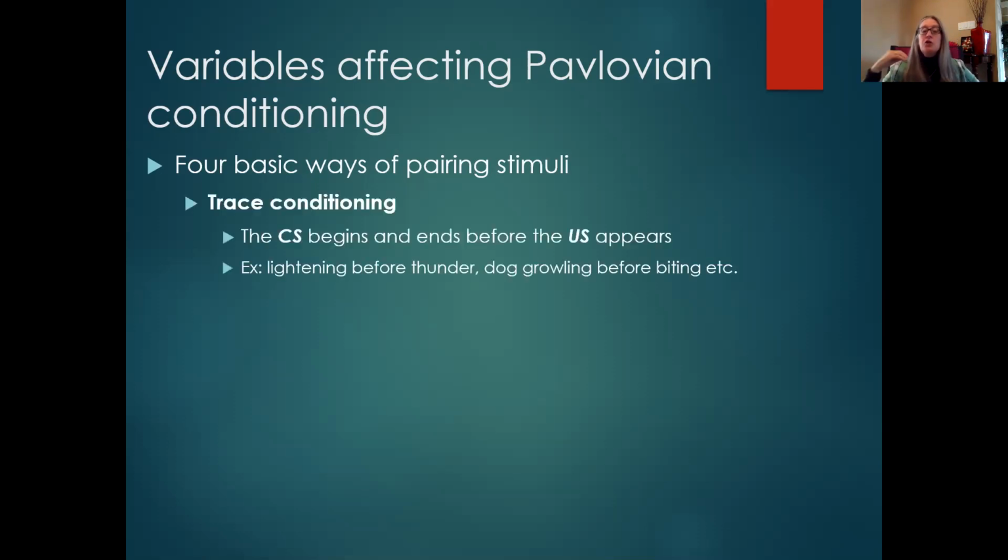So one of them we call trace conditioning. With trace conditioning, the CS is going to begin, then the CS is going to end, and then after the CS ends, the US will appear. So the metronome is going to start, the metronome will go, the metronome will end, and then the food appears. Okay? And you can see that that interval between when the CS ends and the US begins will play a role in things too. So whenever we talk about trace conditioning, we're also going to talk about the time of that interval.